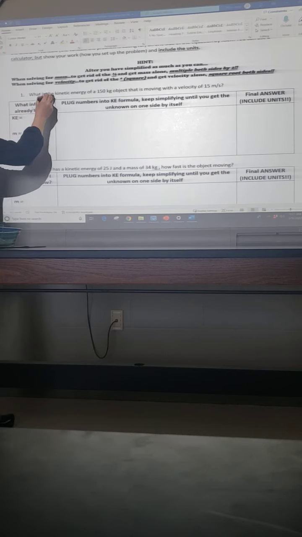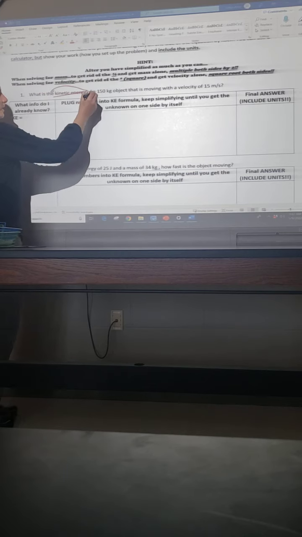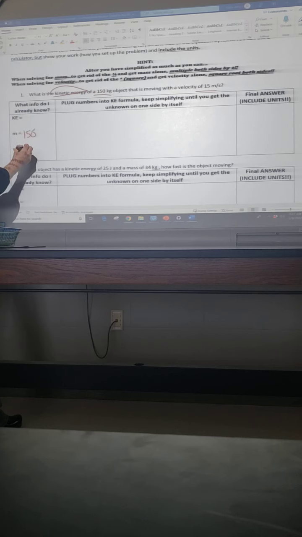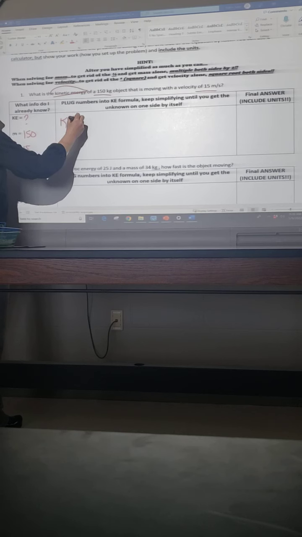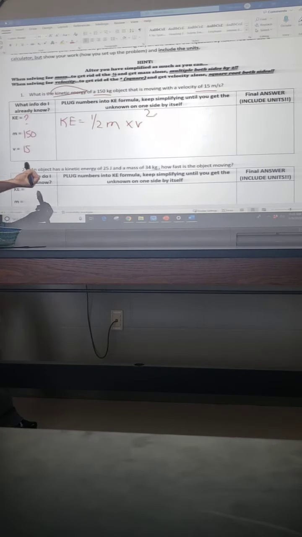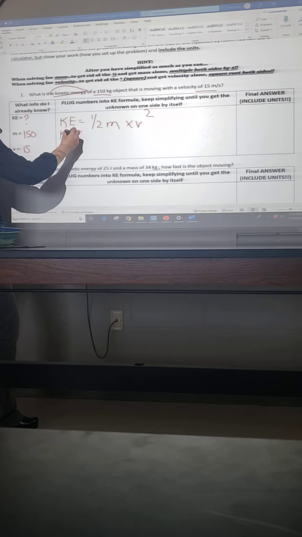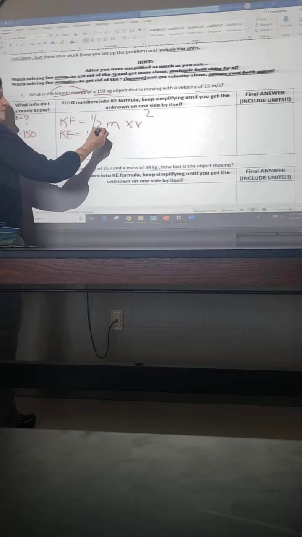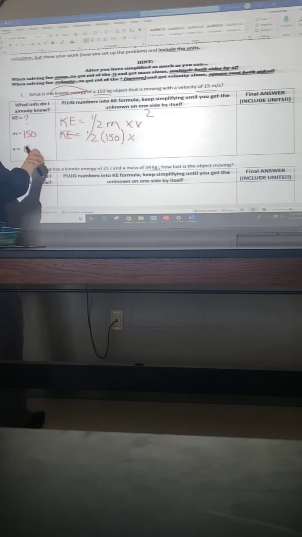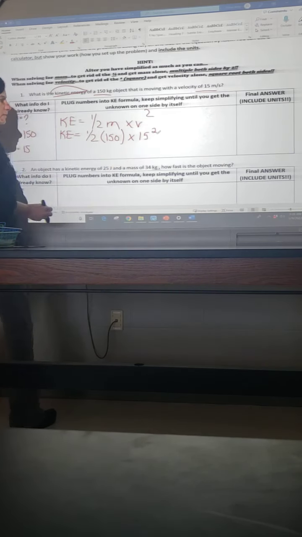All right, so we're solving for kinetic energy. These two are given. So my mass is 150, my velocity is 15, my kinetic energy is my great unknown. So I'm going to fill in KE equals 1/2 mass times V squared. From there, I'm going to plug in. I still don't know my KE, that's what I'm solving for. I'm going to put 1/2, and this is where I like to put it in parentheses. If you want to, you can. If you don't want to, I just think that it keeps this together, and then my V is 15 squared.